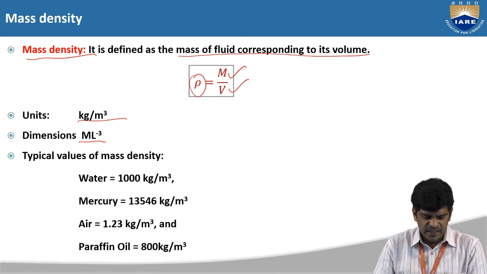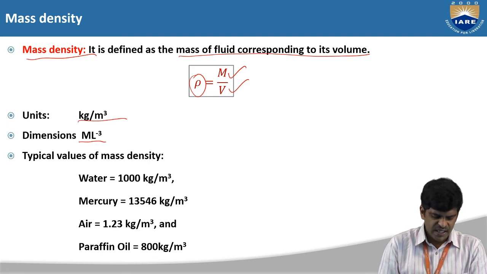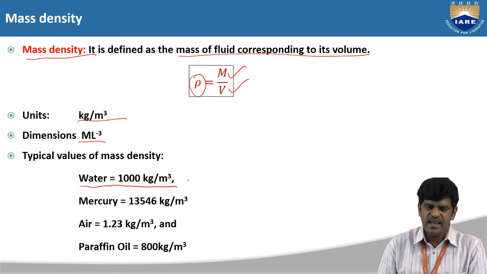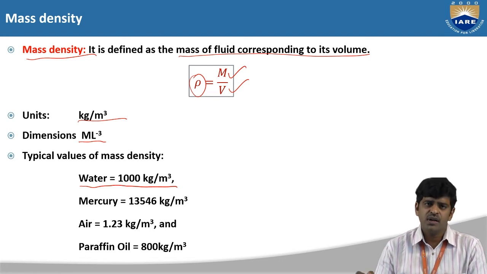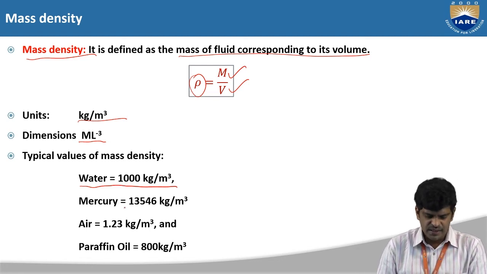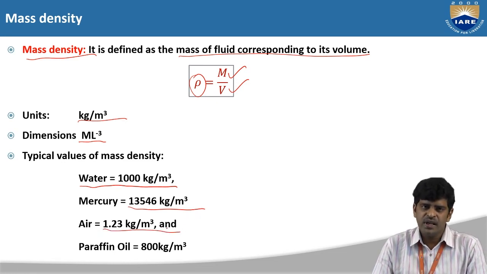The values of mass density vary with respect to the different types of liquids as well as gases. Basically, water has a mass density of 1000 kilogram per meter cube, mercury 13,546 kilogram per meter cube, air 1.23 kilogram per meter cube, and oil 800 kilogram per meter cube.